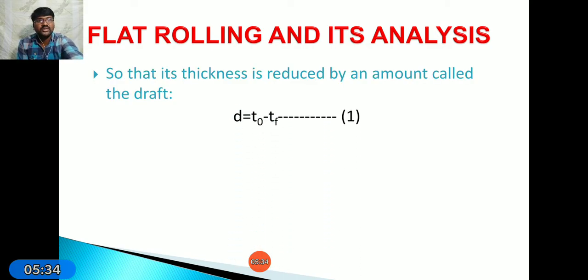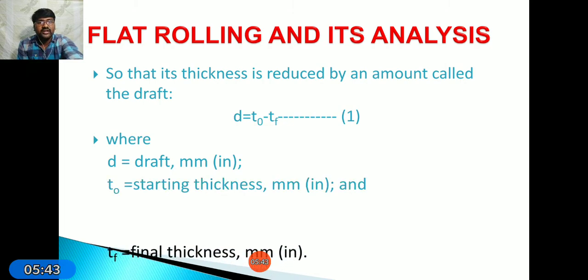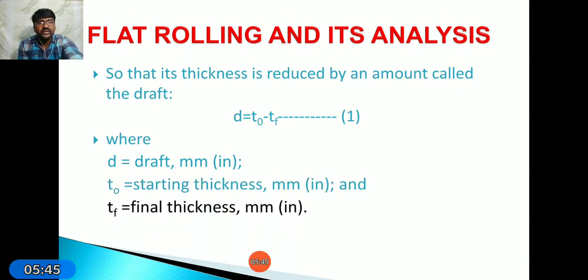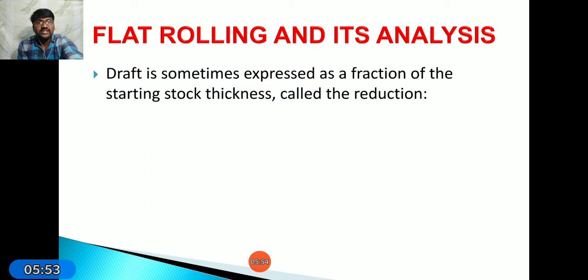Here it is expressed in terms of an equation, that is d is equal to T naught minus Tf, where T naught is the initial or starting thickness, and Tf is the final thickness. We can measure it in mm or inches, and d is the draft. Next, draft can sometimes be expressed as a fraction of starting stock thickness, that is called reduction.